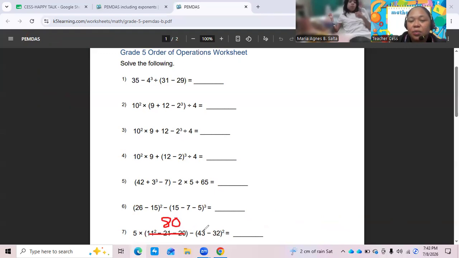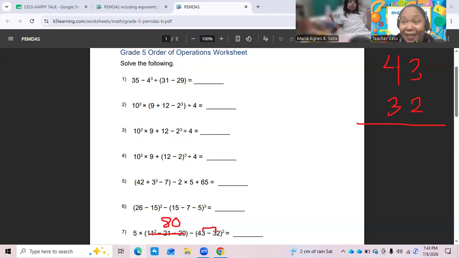How about 43 minus 32? What will be your answer for that part? Wait, 3 minus 2 is 1. 4 minus 3 is 1 also. So the answer is 11. But we have an exponent outside. So meaning the 11 will be squared, or multiplied by itself twice.